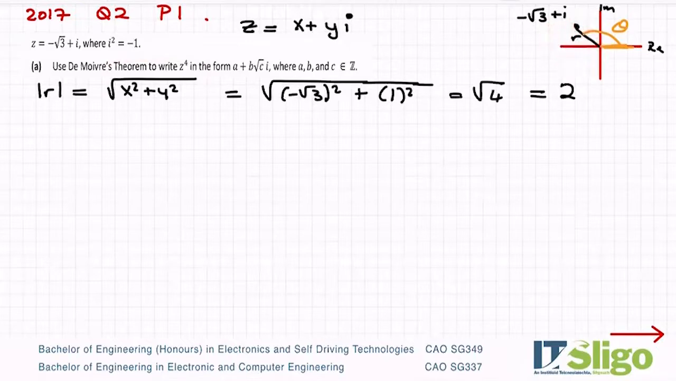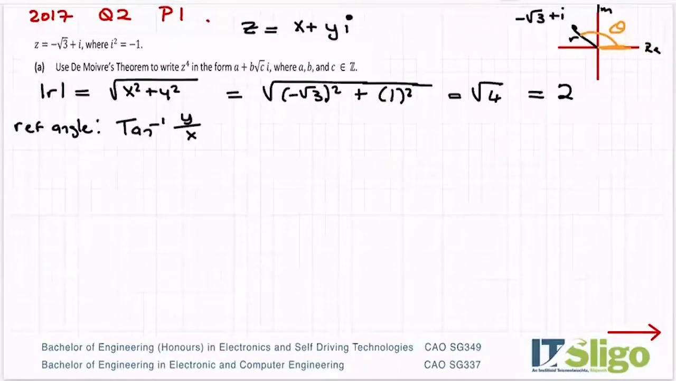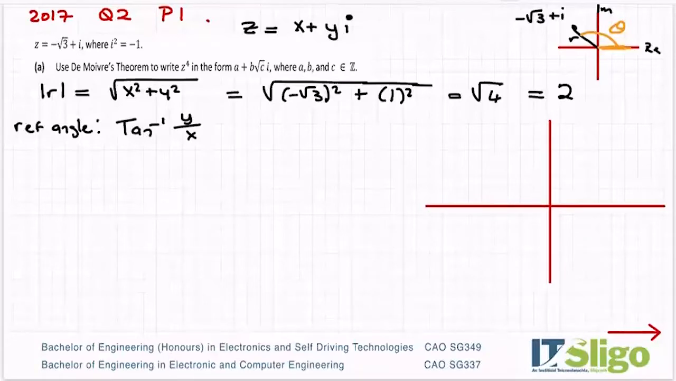Okay, your angle, I'm going to call it a reference angle. It's going to be the tan inverse of y over x. Now, let me explain why I'm calling it a reference angle and not theta, because again, if I draw a bigger version of my complex number, just to explain it a bit better, there's minus root 3 plus i. Let me form my triangle again. So my triangle is here.